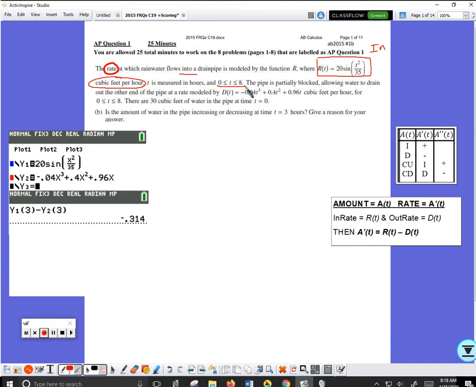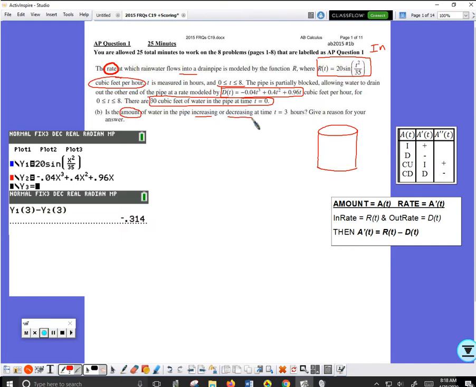So it's exactly the same kind of situation they often have, where you can just think of it as a tank of water, even though it's a pipe, and there's a rate at which water flows into the tank, and then there's a rate at which water flows out of the tank. This is the rate at which water is flowing out. There are 30 cubic feet of water in the pipe at time equals 0. Is the amount of water, not rate, the amount of water in the pipe increasing or decreasing?